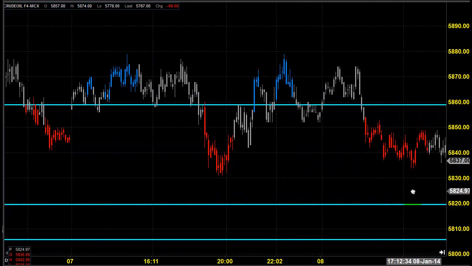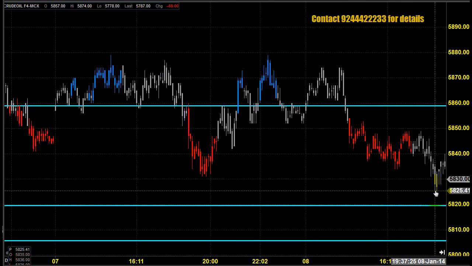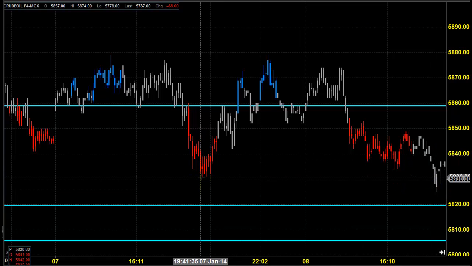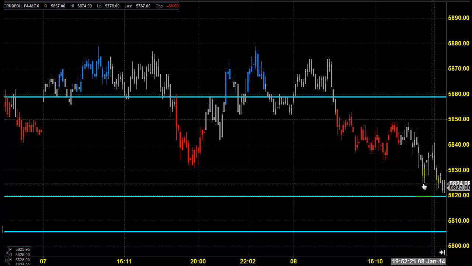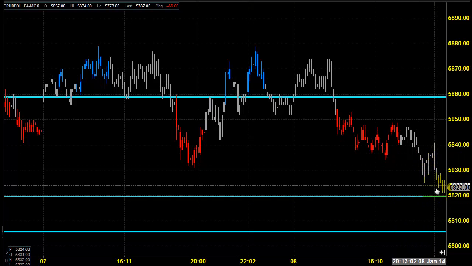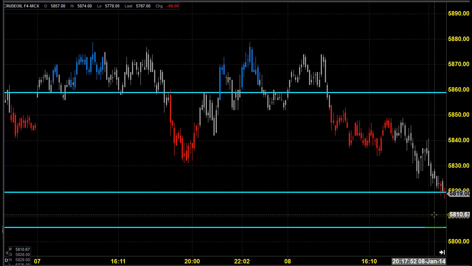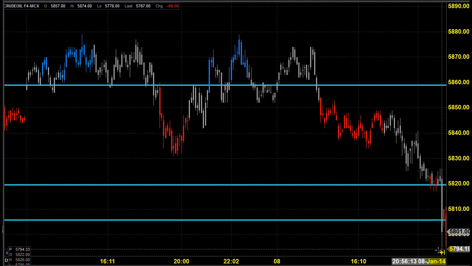You can notice the price came down to test 5820. So earlier we know that the price came down and test 5830s. So the price was slowly consolidating in this particular zone, and you can see slowly and steadily it is exactly coming and testing this 5820, which is again a major support zone. And you can notice that this is the zone where we got crude oil inventory report.